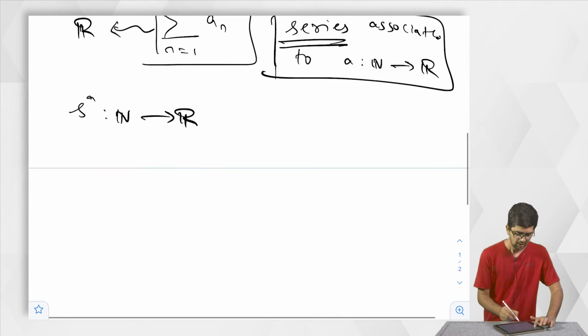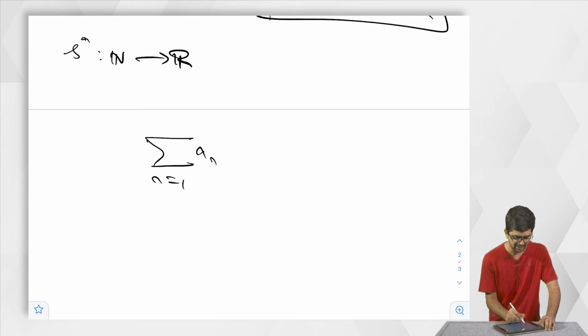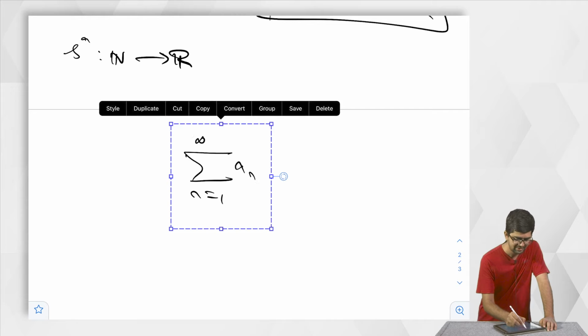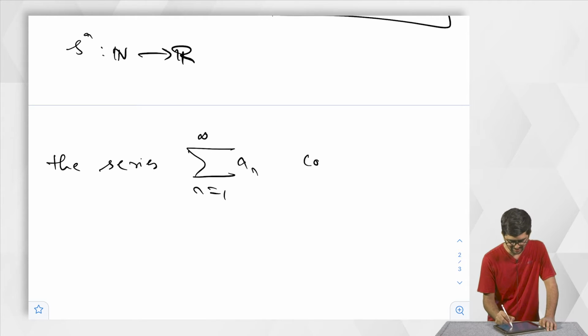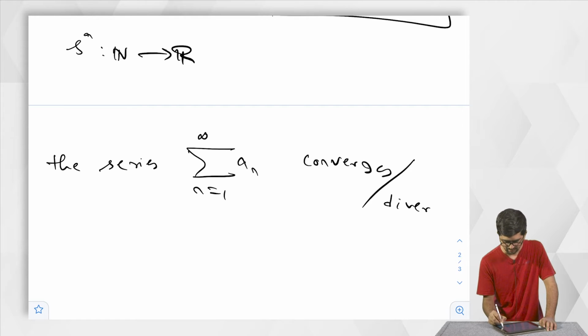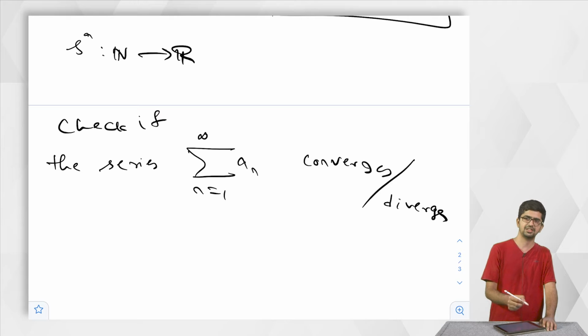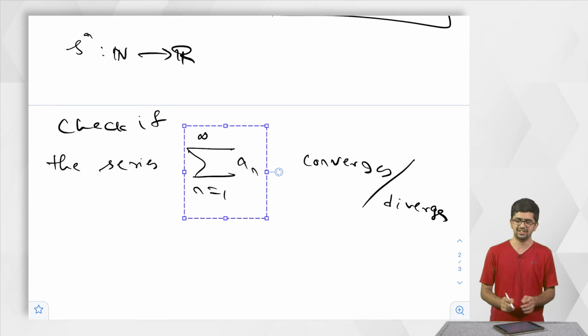So, as I said, this separately does not have any meaning unless we know that it is convergent. So, we will add something before and after. We will say the series converges, or the series diverges, or check if the series converges or diverges. We do not use this separately, we use this with the previous phrases.